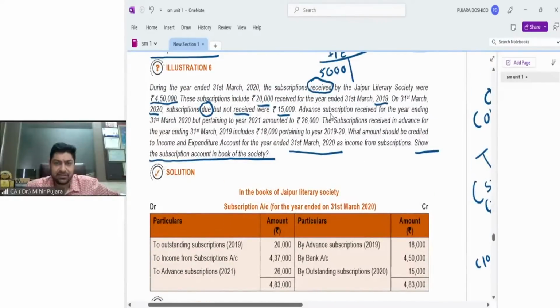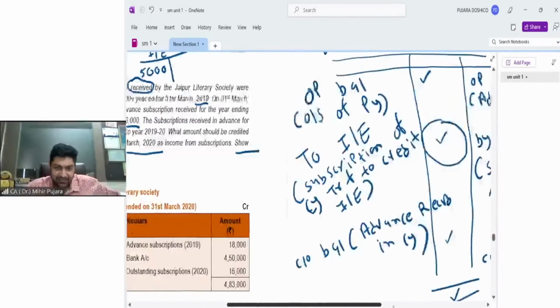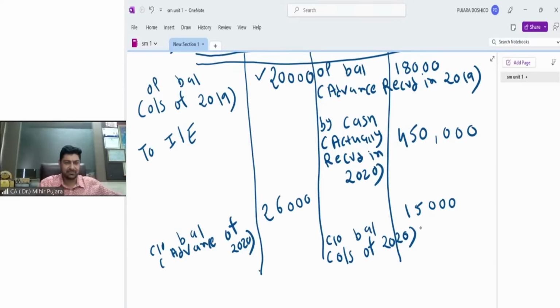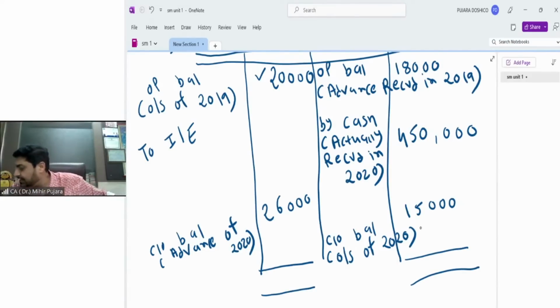And advance subscription received for the year ending 20, which year is given, guys? Current year's advance 26,000 and previous year's advance 18,000, right guys? Current year's advance 26,000, previous year's advance 18,000. Clear till here, guys?